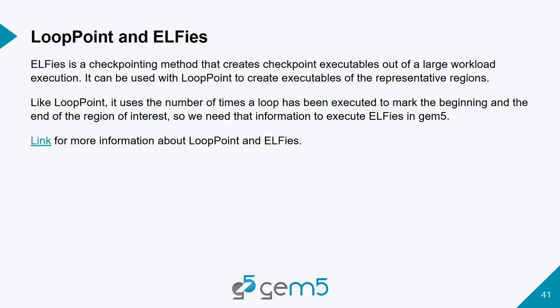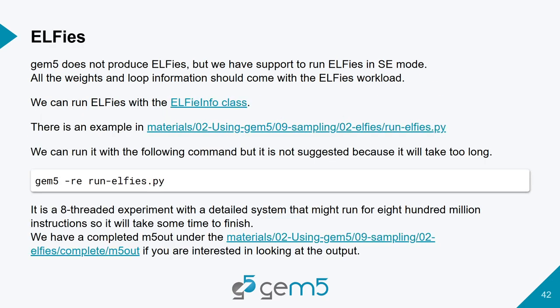ELFie is a checkpointing method that creates checkpoint executables out of large workload executions. So it can be used with LoopPoint to create executables of the representative regions. Like LoopPoint, it uses the number of times a loop has been executed to mark the beginning and the end of the region of interest. So we need this information to execute ELFies in gem5. We can find more information about LoopPoint and ELFie on their website, and I provide a link there. It's important to know that gem5 does not produce ELFie files, but we have support to run ELFie files in SE mode. All the weight and loop information should come with the ELFie workload.